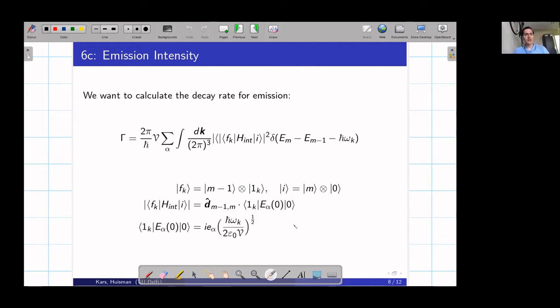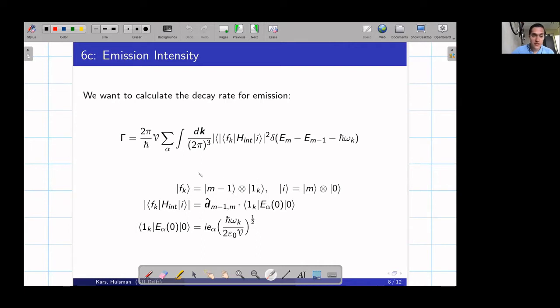Okay, and then part C, the emission intensity. So we want to calculate the decay rate for emission. And this is just basically Fermi's golden rule, but then you replace the sum over k by an integral. So that's done here already. And I also filled in here the initial and final state energies. So let's look at what those final and initial state energies are.